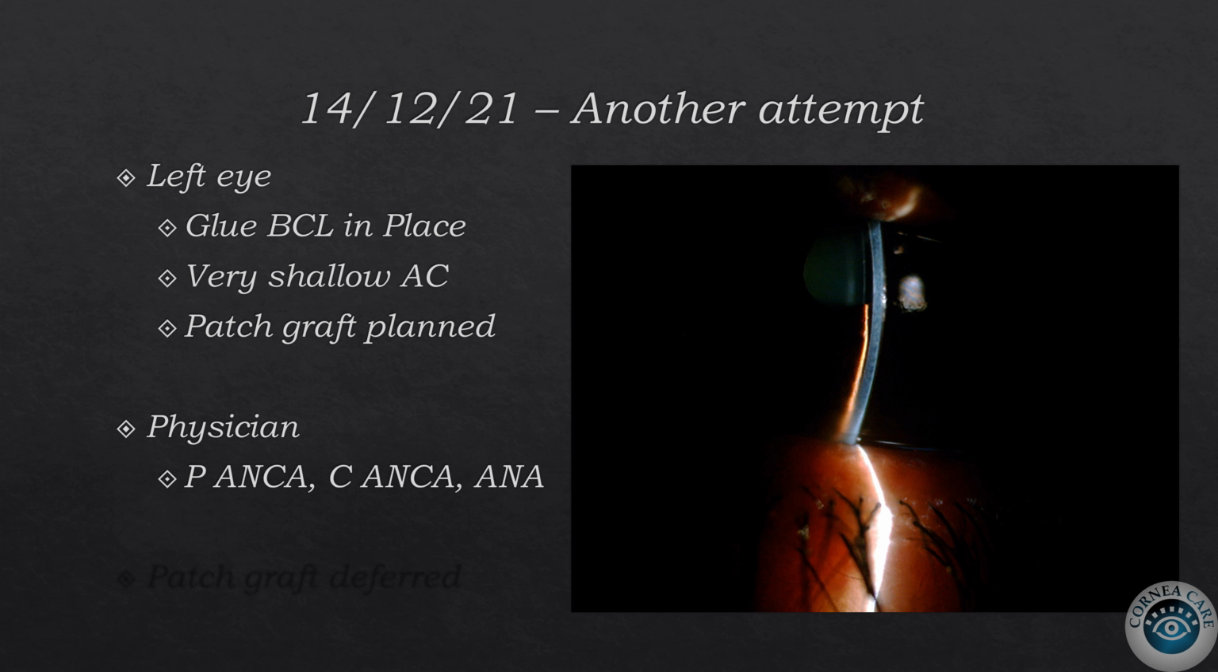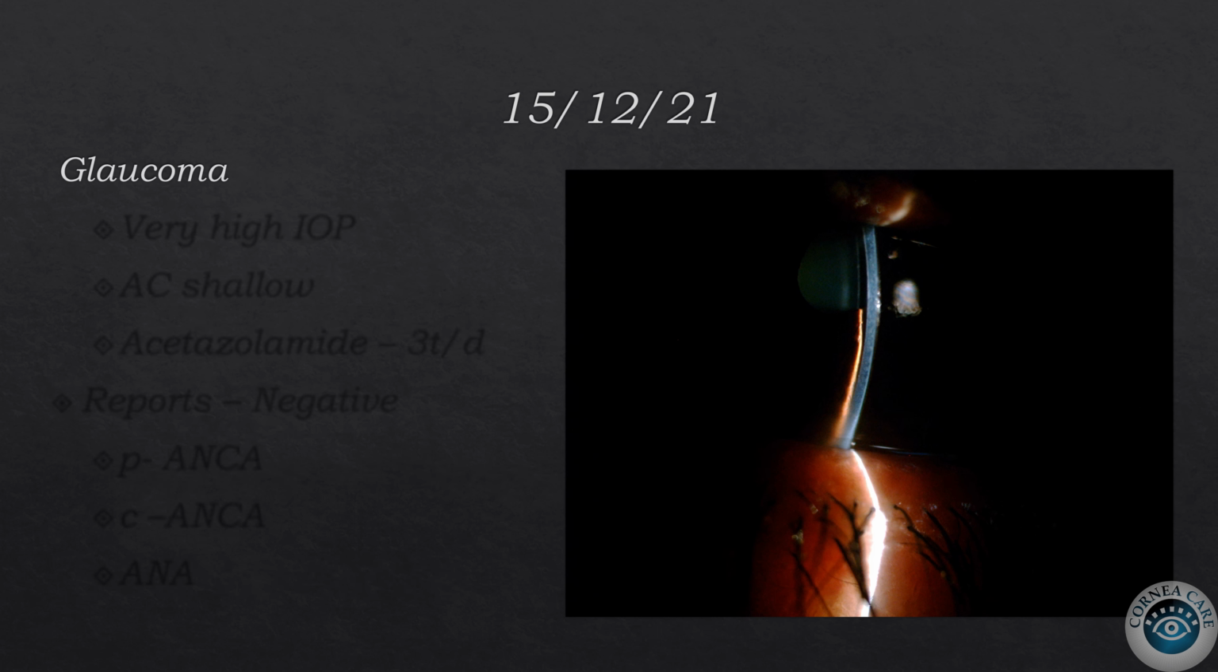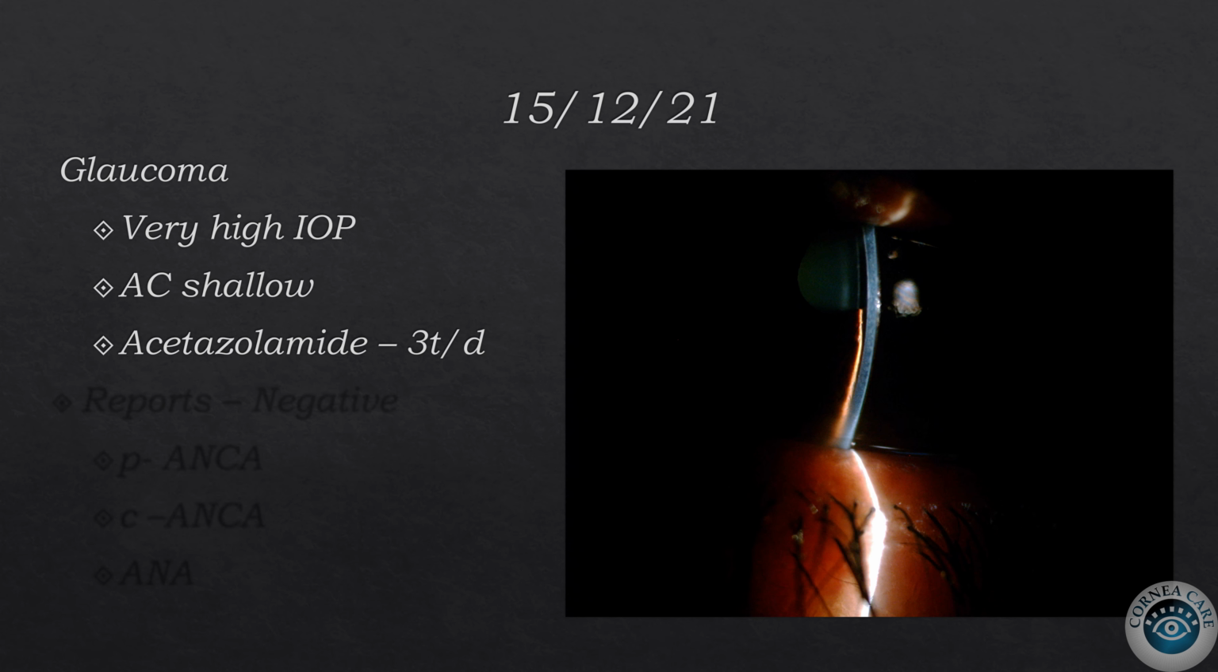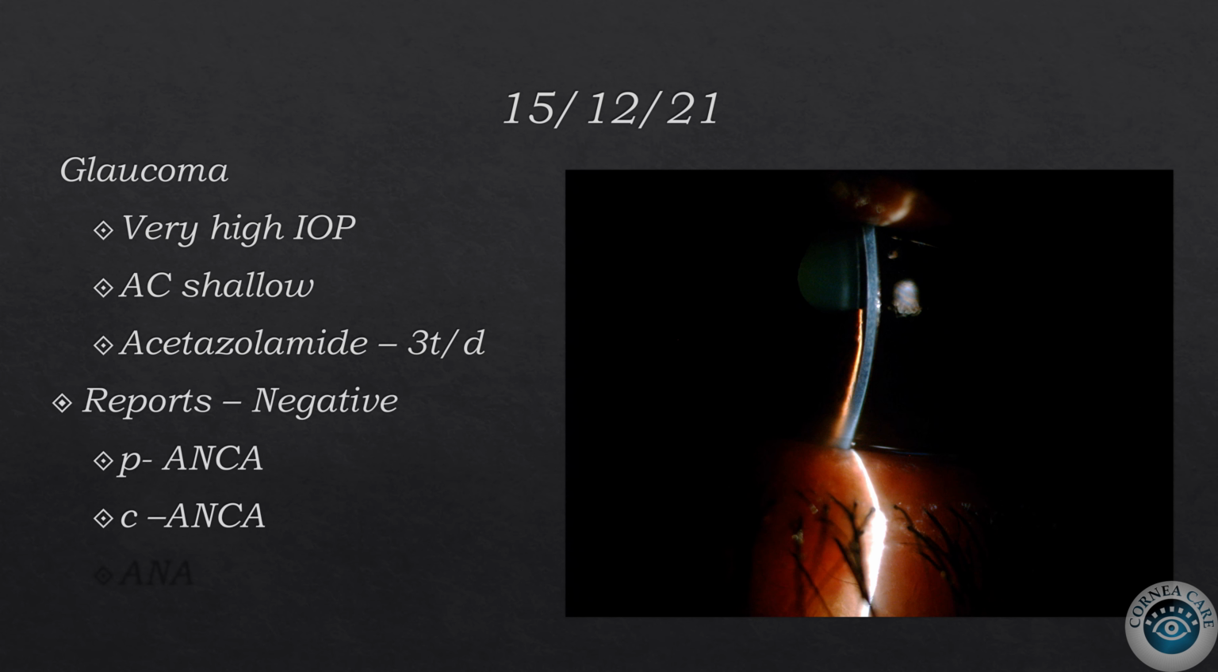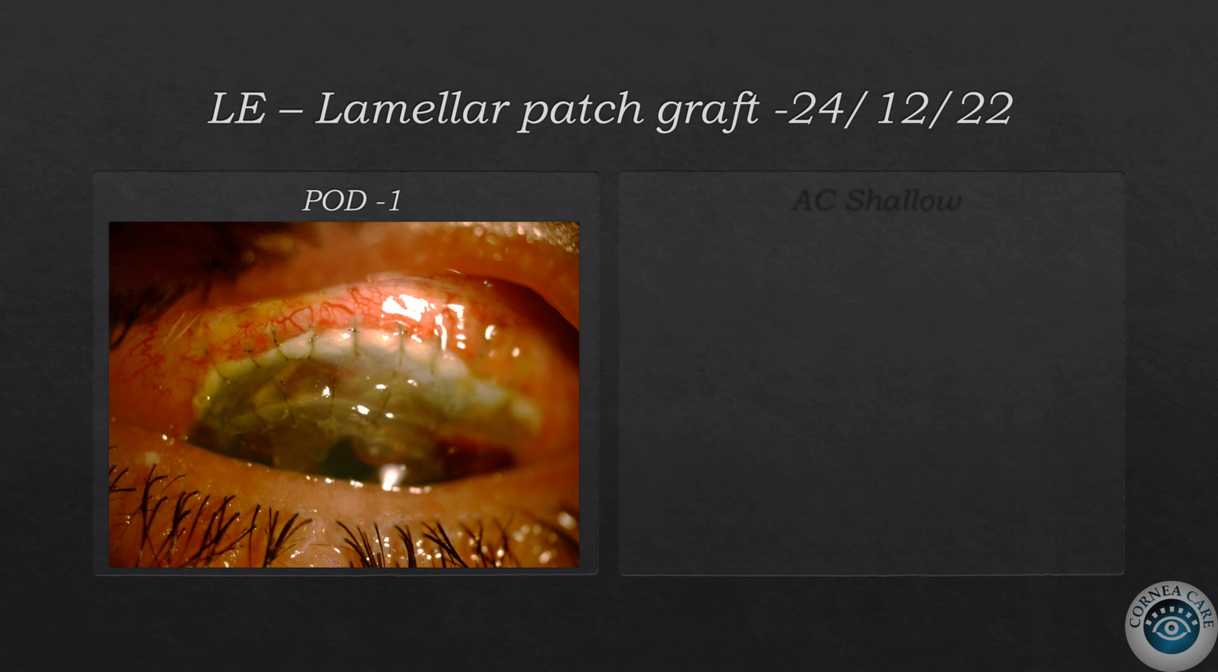Because till now we were treating him as RA only, the physician advised ANA and ANCA in case we had missed some other connective tissue disorder. Patch graft could not be done as the next day he developed very high IOP despite a very shallow AC. Oral acetazolamide was given. His blood test reports came negative by that time. When his IOP came under control, only then patch graft was done.